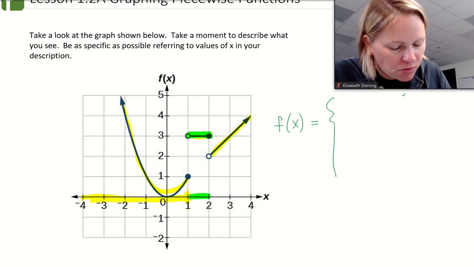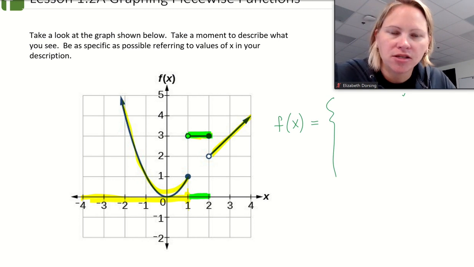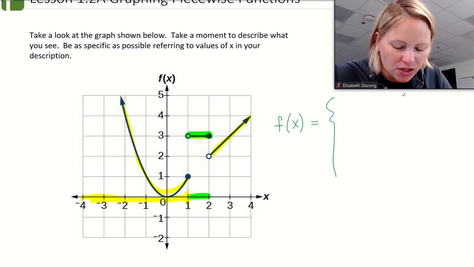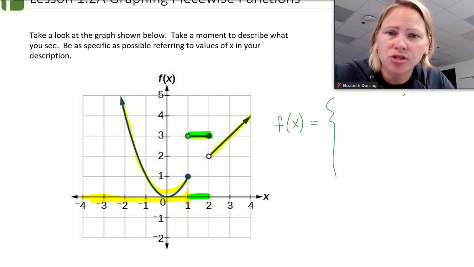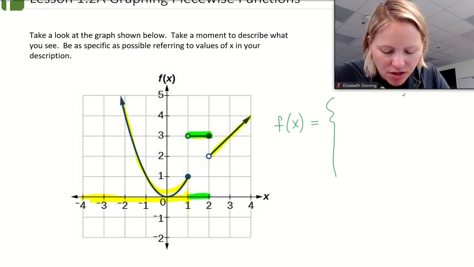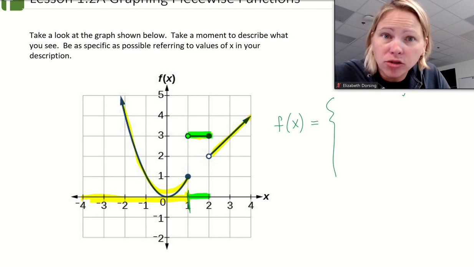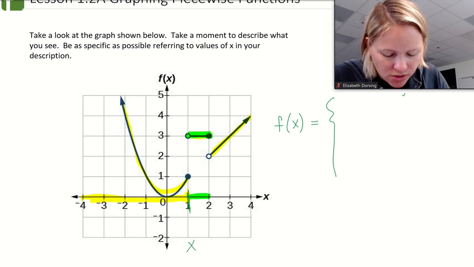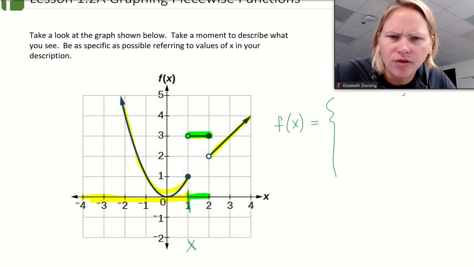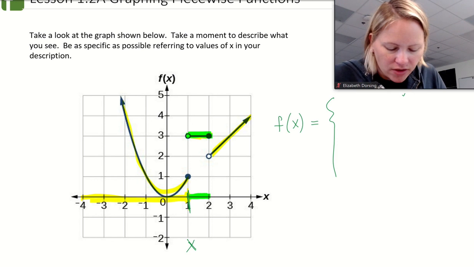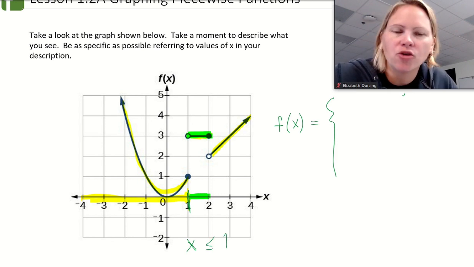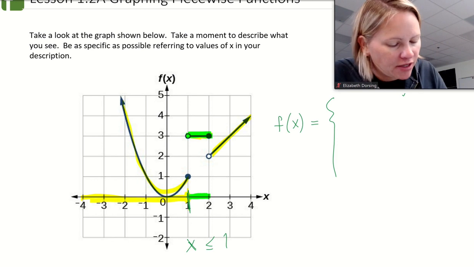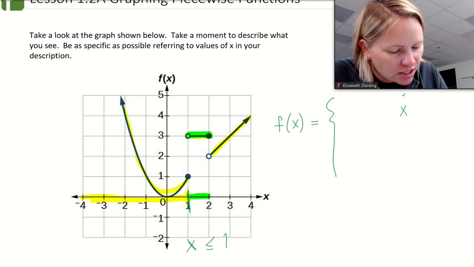So it has three pieces, and sometimes it's easier, I think, to start with the domain rules, so the values of x. So the first piece, which is this parabola, has everything up to 1 and including 1. And so I have to write it in terms of x being either less than 1 or greater than 1. So here all these x values are less than, and I'm going to put a little equal sign because of that solid dot. The 1 is included in this piece of the graph. So whatever the equation is, it's for all values x less than or equal to 1.